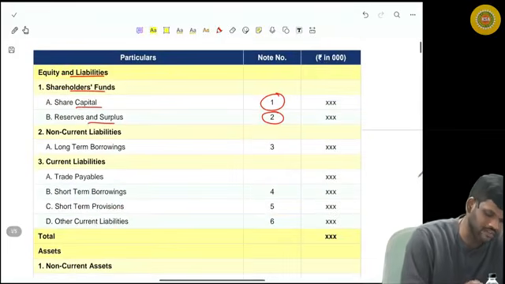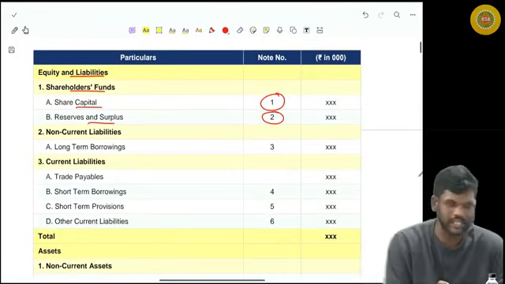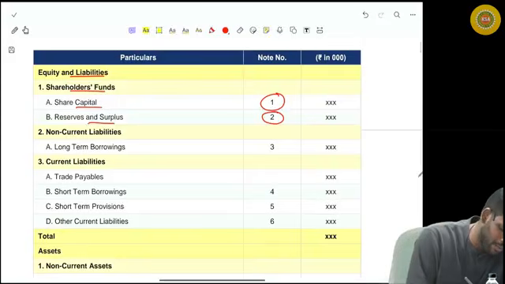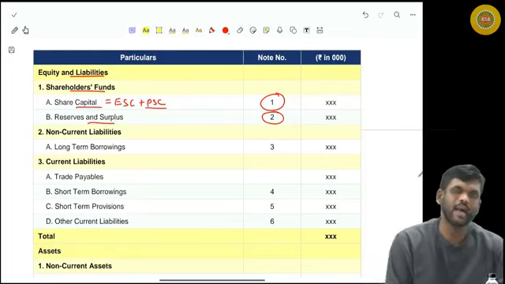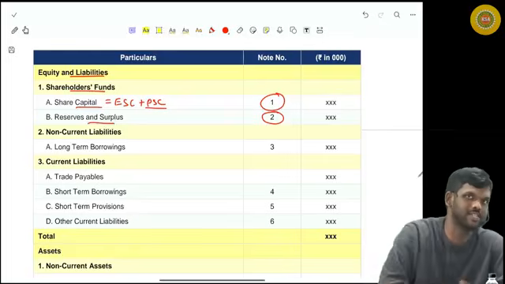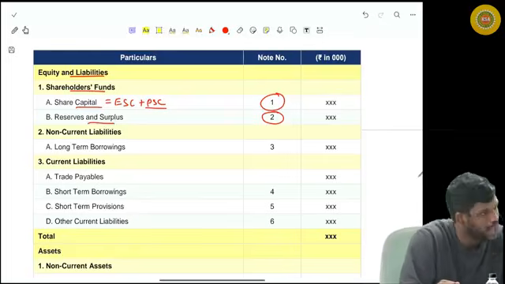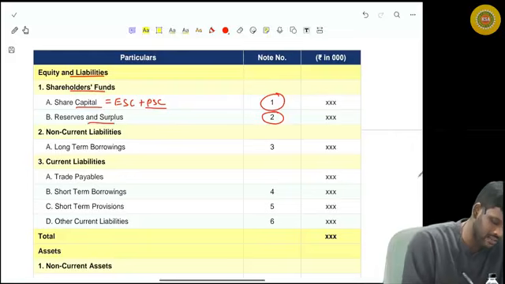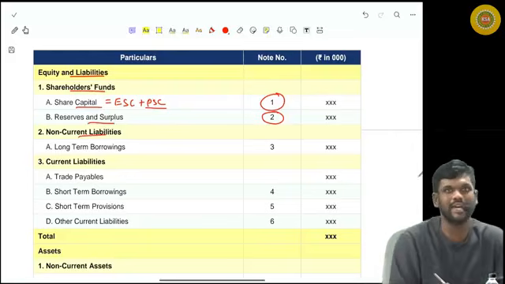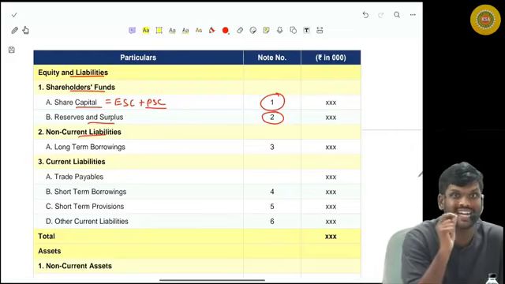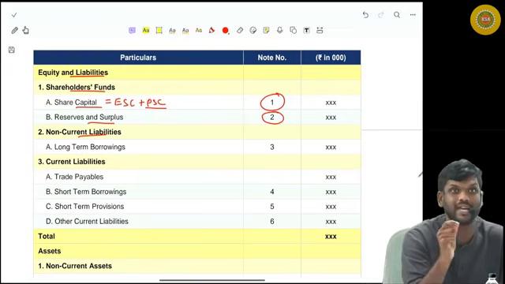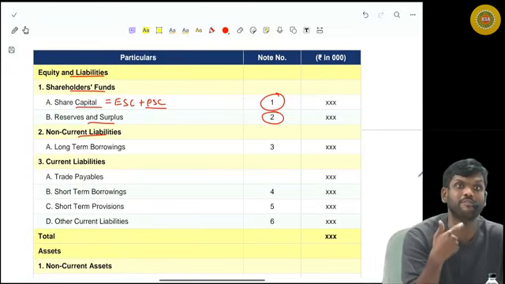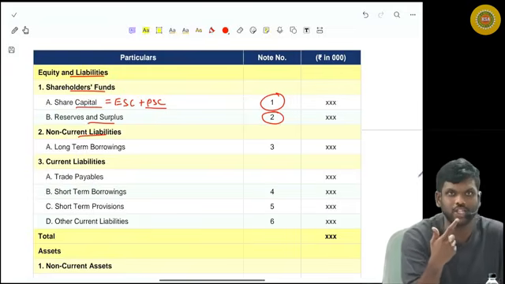In equity section, we will have share capital and reserves and surplus. Share capital will have both equity share capital as well as preference share capital. In that, remember to adjust calls in arrears and shares forfeited account balance. Okay, and then we will have next non-current liabilities. Remember, non-current liabilities are those liabilities which are payable after 12 months from the balance sheet date.